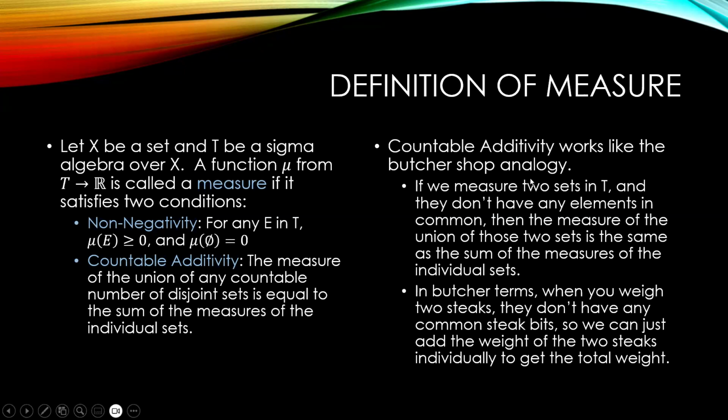Countable additivity works like the butcher shop analogy too. If we measure 2 sets in T and they don't have any elements in common, then the measure of the union of those 2 sets is the same as the sum of the measures of the individual sets. In butcher terms, when you weigh 2 steaks, they don't have any steak bits in common, so we can just add the weights of the 2 steaks individually to get the total weight. That's not a high bar to hit, but this allows us to define things in terms of weights, but also in terms of volumes and a number of other things. This idea of measure is a very general approach to how we can measure things.